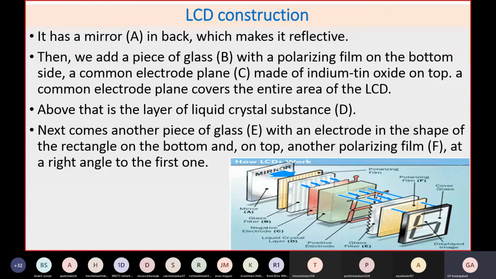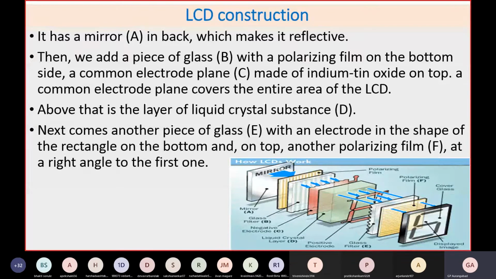Now these rays are reflected. If you see the construction, just in front of the mirror, we'll find one glass filter, let us say that is B. That glass filter is normally covered with one polarizing film. In this picture, you will see these vertical yellow lines. That means this is the vertically polarized filter. It will allow only the light which is vertically polarized to pass through that polarized film and be incident on this glass filter.